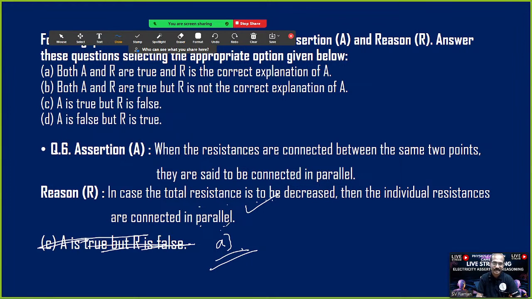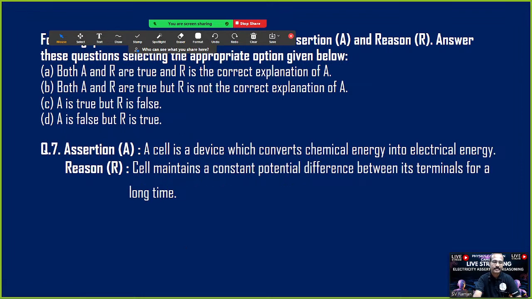Yes, the assertion says when the resistances are connected between the same two points, they are said to be in parallel. So option A is the right answer. Clear? They have given the options in this presentation wrongly, but it is so.